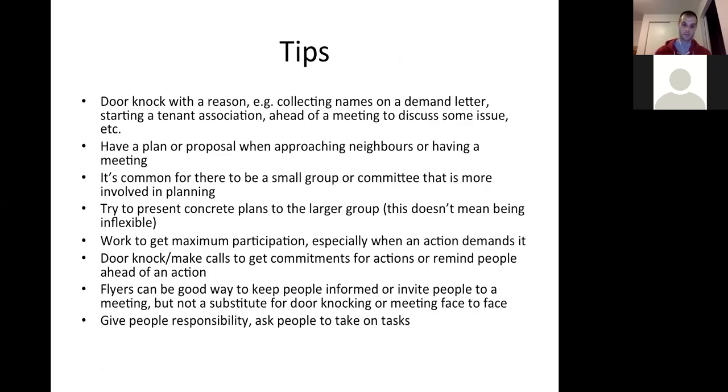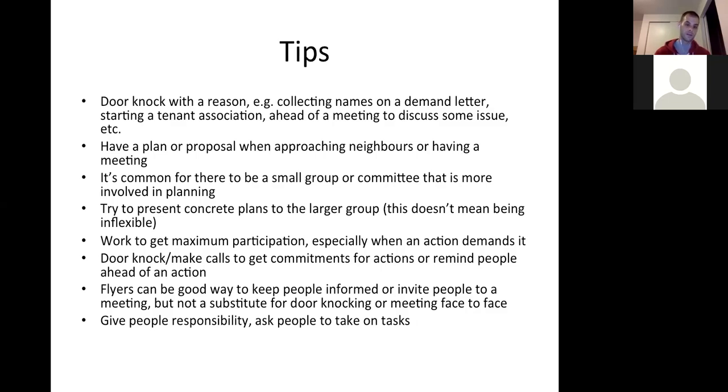You might start door knocking to set up a tenant association, but then after that, you're going to door knock with a specific reason. So maybe you're collecting names on a demand letter. Maybe you're door knocking ahead of an action to try to pull people for an action. Door knocking takes a lot of work. It's worth that work, but you want to be door knocking with a specific reason.